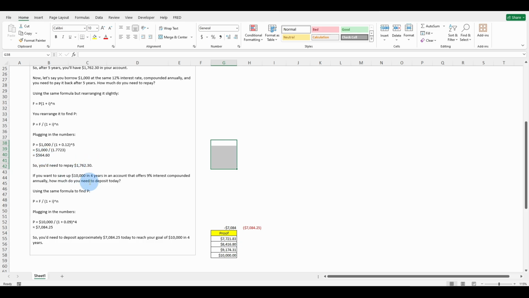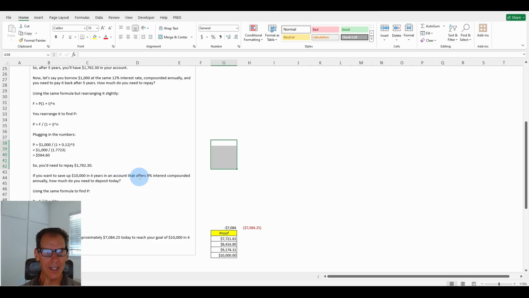If you want to save 10 grand in 4 years in an account that offers 9% interest compounded annually, how much do you need to deposit today? Great question. Using the same formula to find P, P is equal to future value divided by (1 plus i) to the number of periods. Plugging in the numbers, 10 grand divided by 1.09 to the 4th years, 7,084.25. You need to deposit approximately $7,084.25 to reach your goal of 10 grand in 4 years.